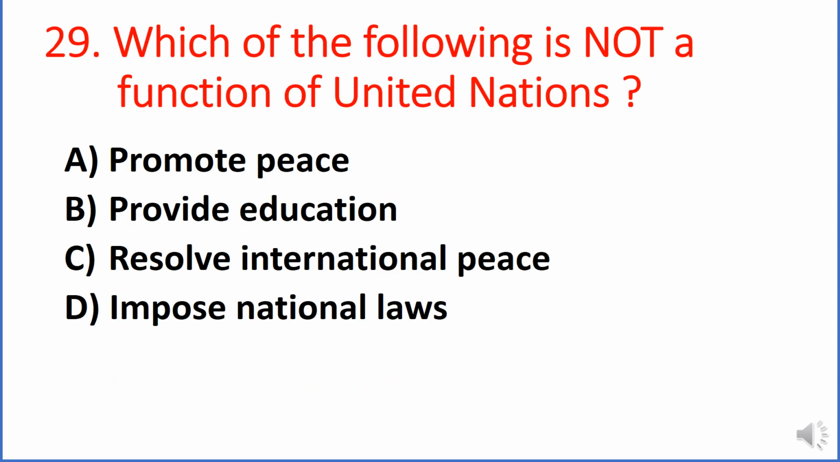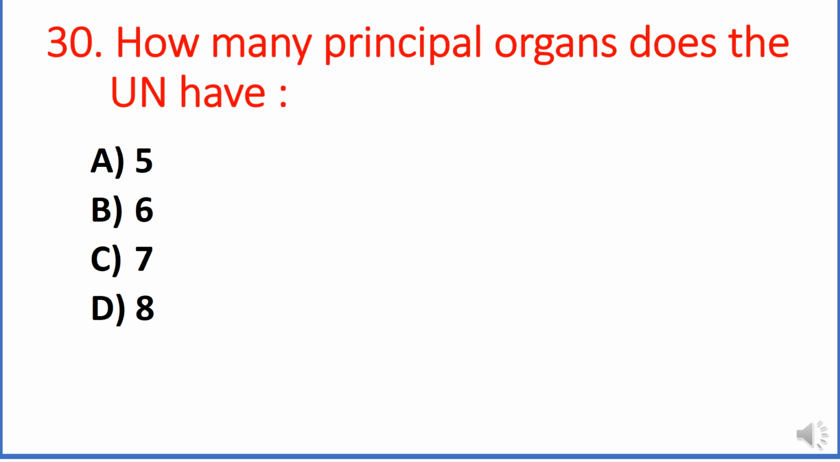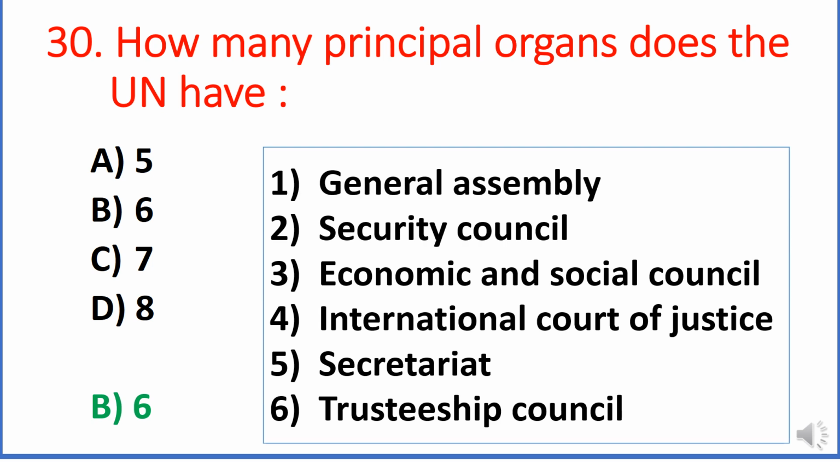Which of the following is not a function of the United Nations? The correct answer is impose national laws. How many principal organs does the UN have? The correct answer is 6. And the principal organs of the UN are General Assembly, Security Council, Economic and Social Council, International Court of Justice, Secretariat, Trusteeship Council.